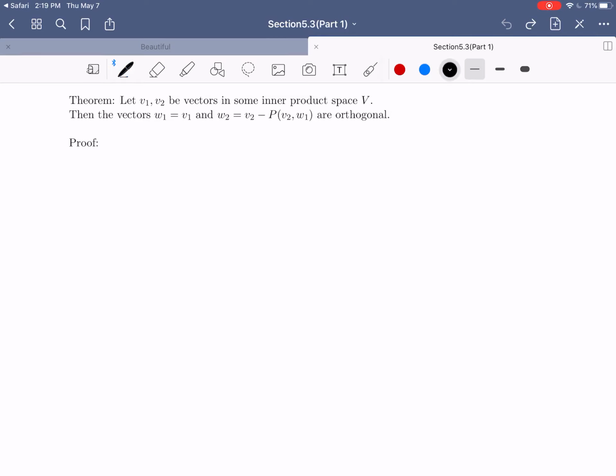In today's video, we're going to be finishing up Chapter 5 from your textbook by taking a look at Section 5.3. This Section 5.3 basically introduces you guys to a way of taking a basis for a given vector space and converting that basis into an orthogonal basis.